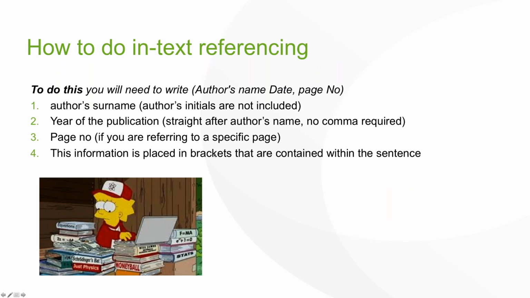How to do in-text referencing? To do that, you'll need to write the author's name, a date, and the page number. So the author's surname; we don't include the author's first name or their initials there. The year of the publication goes straight after the author's name, and no comma is required. The page number, if you're referring to a specific page, or it may be pages, depends on whether it goes from one page to another, and how big the quote is. And this information is placed in brackets that are contained within the sentence.